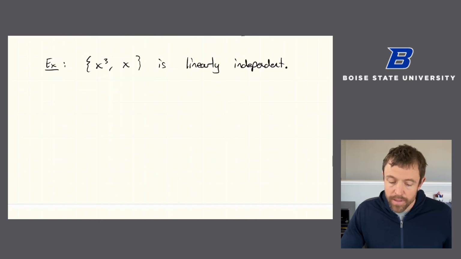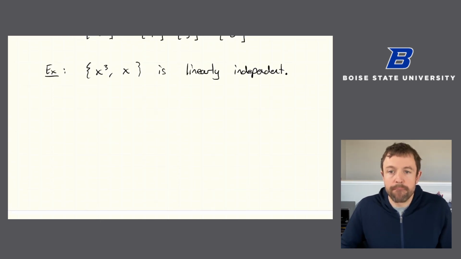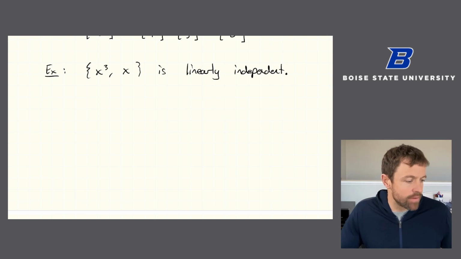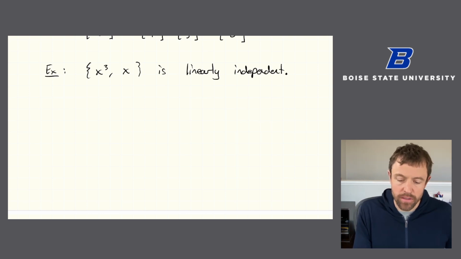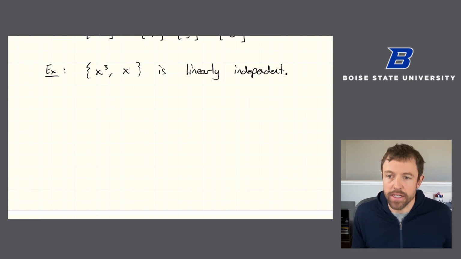In our P3 example, x cubed and x, that is a linearly independent set. It's a bit harder to think about with polynomials, but this is almost kind of true by axiom, right? When we're working with polynomials, the powers of the polynomial are linearly independent, almost by definition. But that would be a linearly independent set.